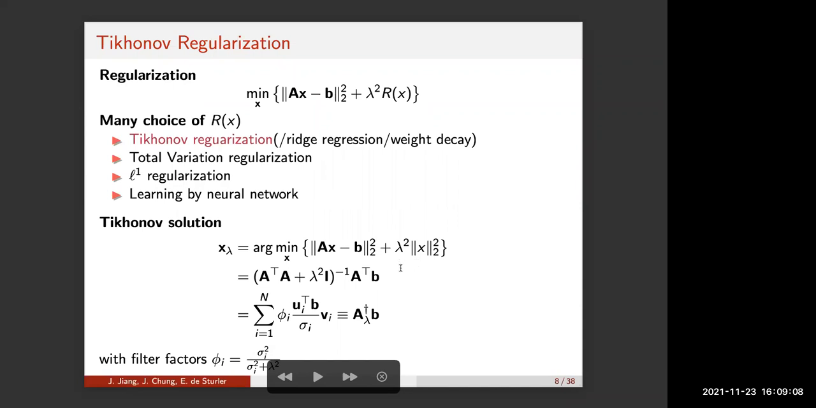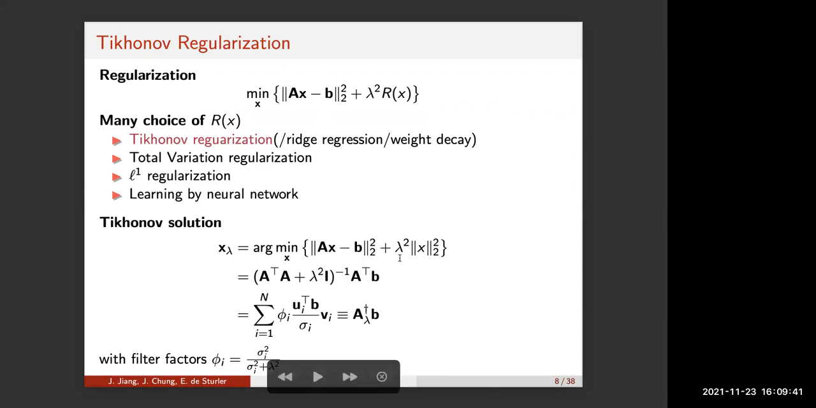Another point is that choosing a good regularization parameter lambda is very important for getting a good approximation of this problem. Here we can see if lambda is very small, it means we trust our observation more. But sometimes when the observation is very bad, for example if there is much noise in the observation, the solution we get will not be good.